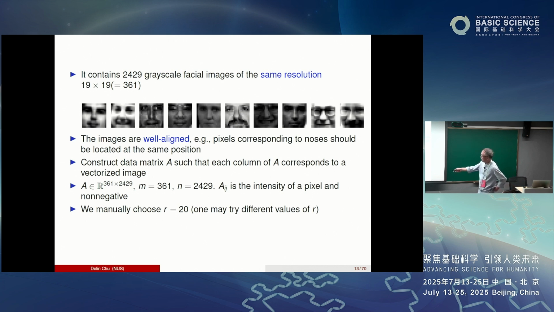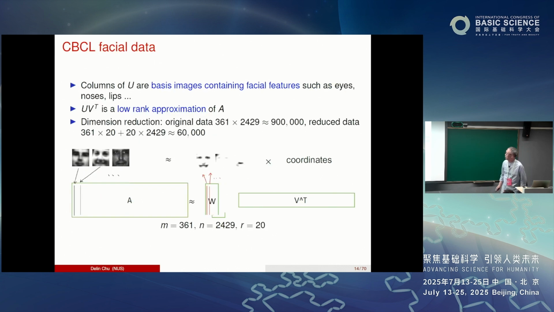So A is a matrix with M equal to 361 and 2,429. Now suppose we choose R equal to 20. Of course we can choose different R. Then by MATLAB, we can compute the matrix U. Then we get the columns of U are basis images containing some very important facial features such as eyes, nose, lips. Then UV transpose is a low rank approximation of matrix A.